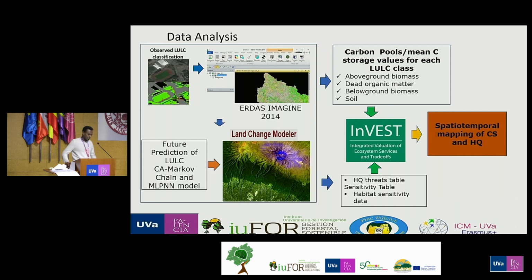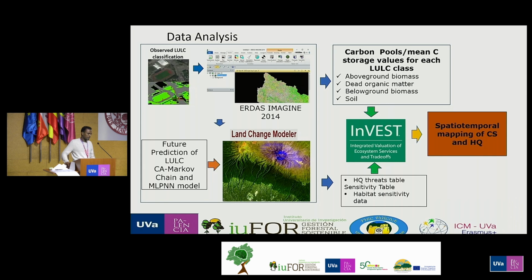Data analysis: to classify land use, land cover in different periods, I used the ERDAS Imagine software, especially for 1984, 2001, and 2022. And to predict the future likelihoods of the land use and land cover, I employed the combination of cellular automata, Markov chain, and the machine learning algorithm of multi-layer perceptron neural network, just by using the TerrSet Land Change Modeler software. And by assigning the carbon pool data for each land use land cover, we ran the InVEST carbon sequestration model, and we mapped the trends of carbon sequestration in the study area.